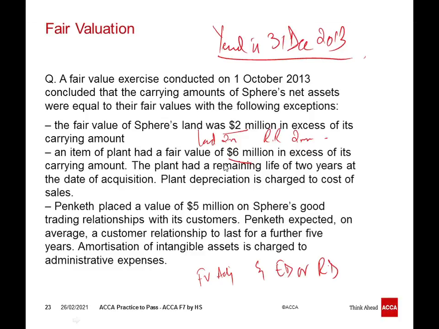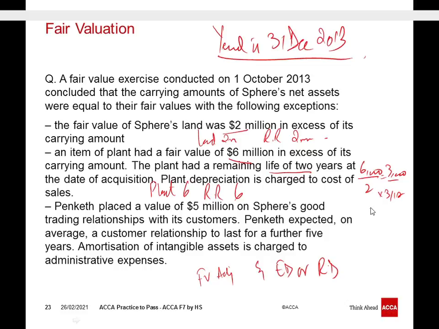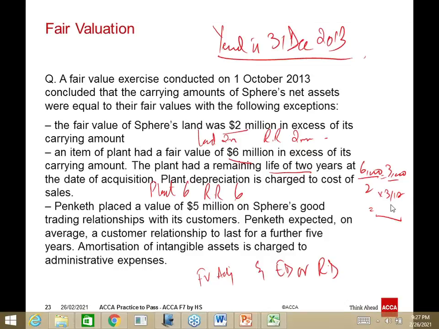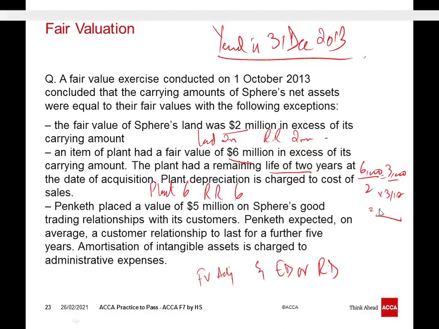An item of the plant had a fair value of 6 million in excess of its carrying amount. The plant had a remaining life of 2 years. So the accounting entry will be plant debit 6 million and revaluation reserve credit 6 million. So the depreciation will be 6 million divided by 2 years, 3 million, and from October, November, December, there will be 3 months depreciation, which should be 750. Wonderful.